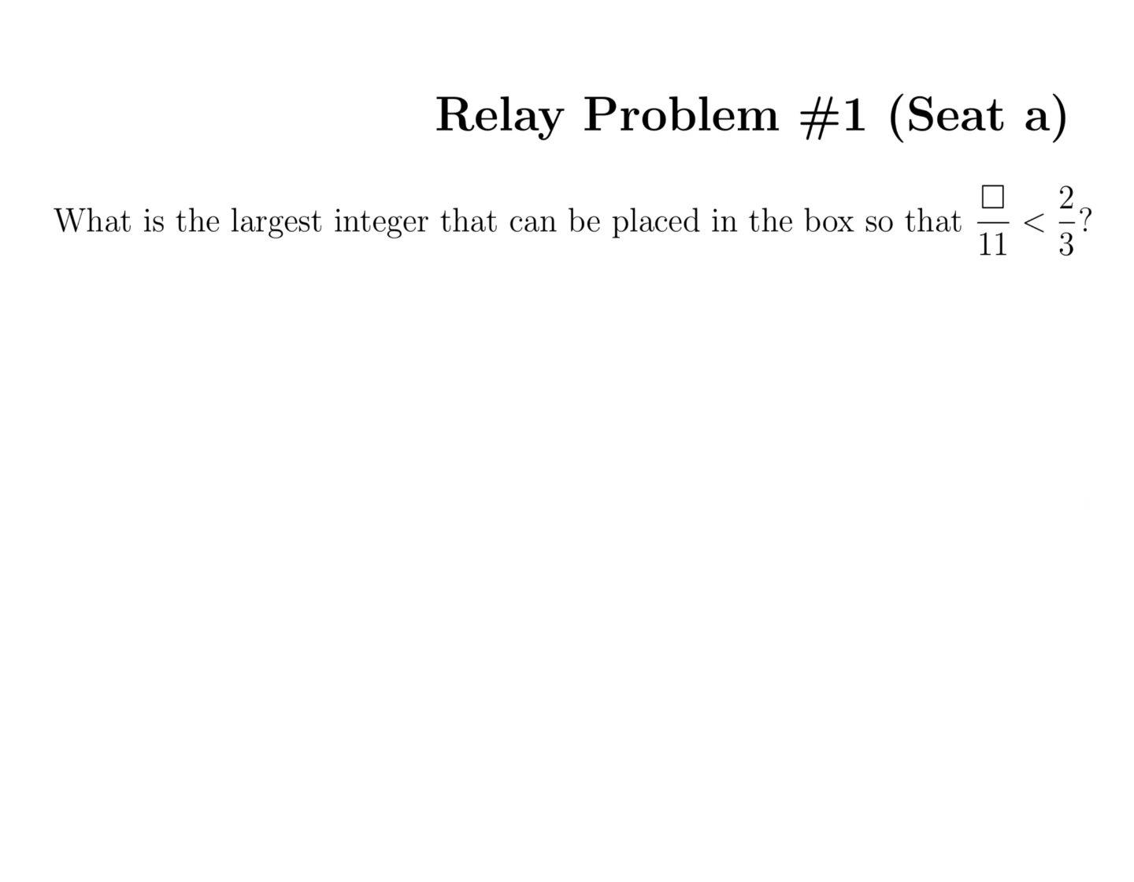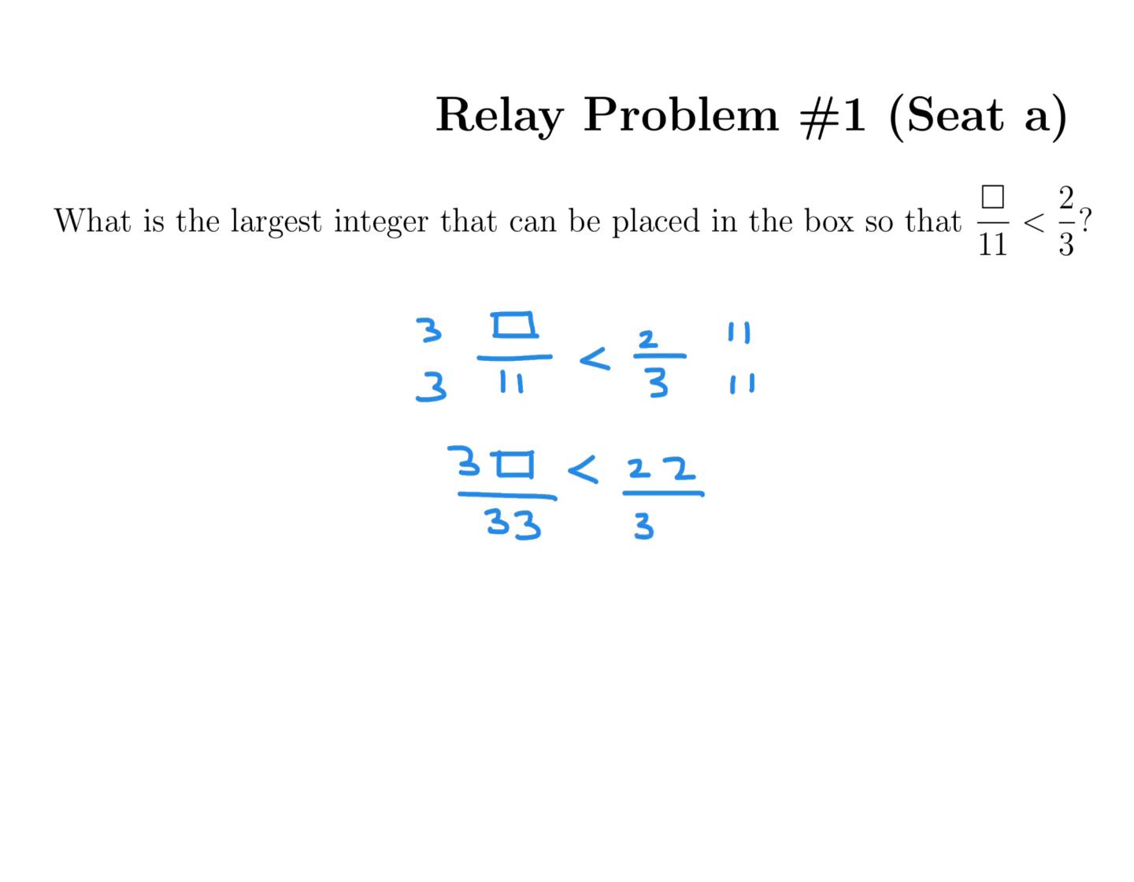What is the largest integer that can be placed in the box so that box over 11 is less than 2 over 3? Well, let's multiply both sides by 3 and 11 to get a common denominator. So it'll be 3 box is less than 22. And then that's going to be 33, and that's going to be 33, right?